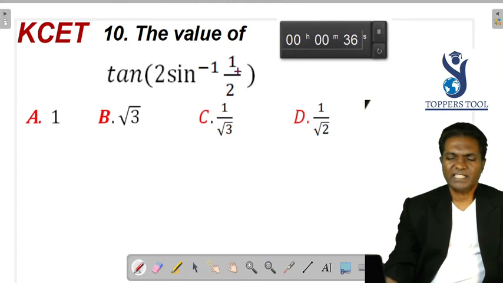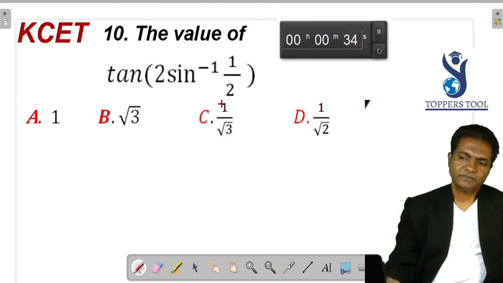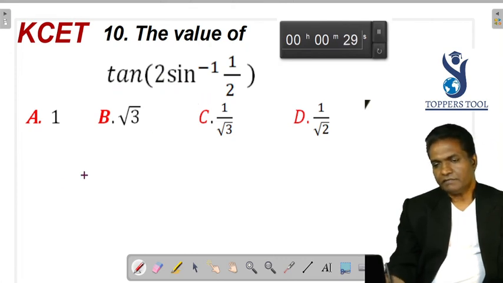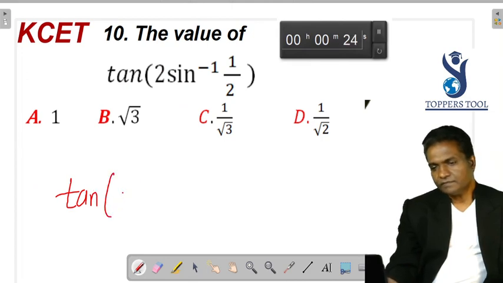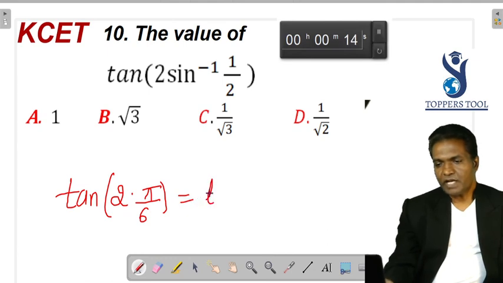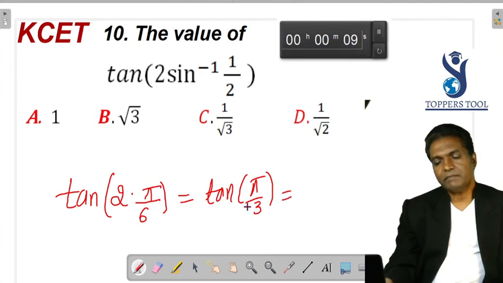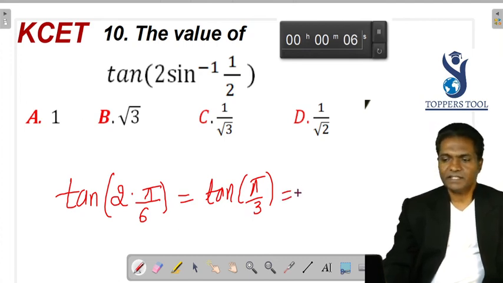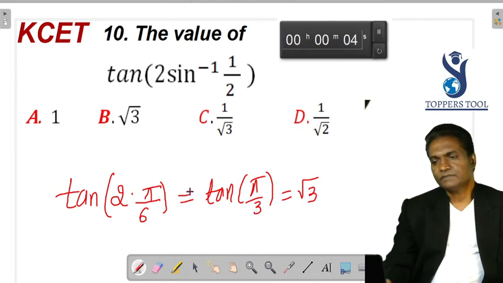Okay. So directly, sine inverse of 1 by 2 is how much? That much you substitute, multiplied by 2. Find the value. So here 2 into sine inverse 1 by 2 is pi by 6 times 2, which is pi by 3. So it is tan of pi by 3. Tan 60 degrees is root 3. Okay, so the correct answer is root 3.